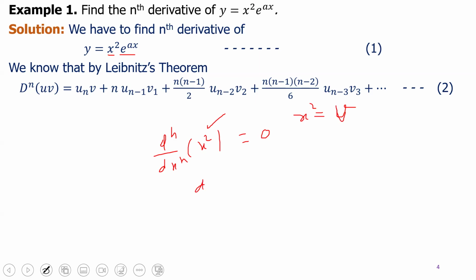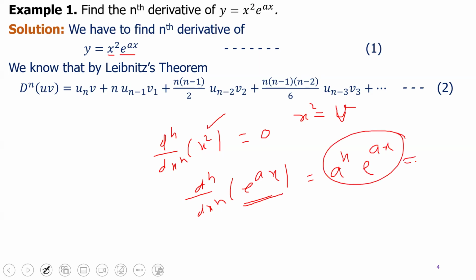And now, what is the nth derivative of e to the power ax? It is nothing but a to the power n e to the power ax. Clearly, here the nth derivative of e to the power ax is not equal to 0. Therefore, this function will be u.